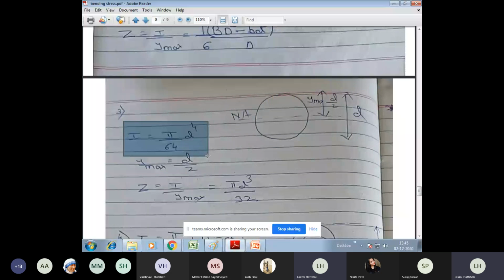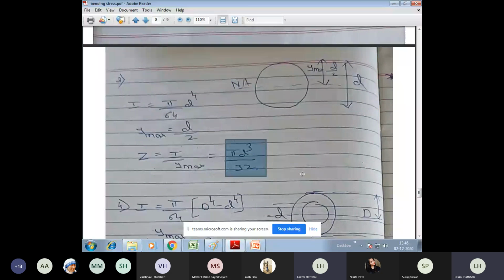So what is the inertia for a circular section? You have learned it in first year, pi by 64 d raised to 4, right? Pi by 64. And the proof or derivation of this inertia, you can check in your first year reference books. Okay, so I is pi by 64 d raised to 4. And the Y max for a circular section is diameter divided by 2. So Y max is equal to D by 2. So take the ratio now. Z is equal to I by Y. It is pi d cube by 32. Correct? So just remember this. After this, I'll go to the numerical examples.